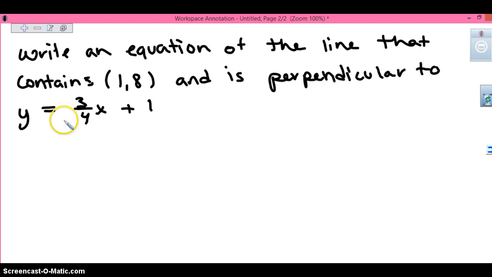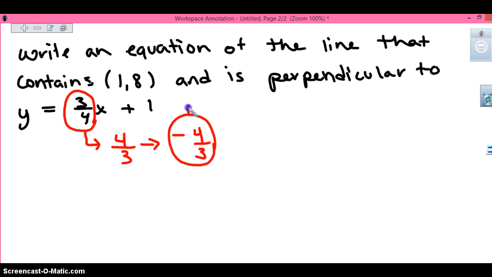So we have to write an equation of the line that contains the ordered pair (1, 8) and is perpendicular to y = 3/4x + 1. The first thing we have to do is identify the slope that is given, which is 3/4, and change the slope to the negative reciprocal. So the reciprocal of 3/4 is 4/3, and the negative reciprocal would be -4/3. This is what we're using for slope.